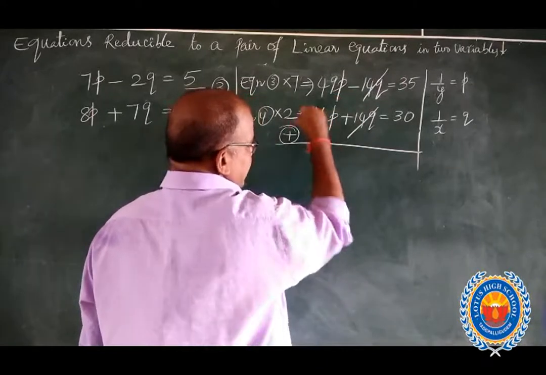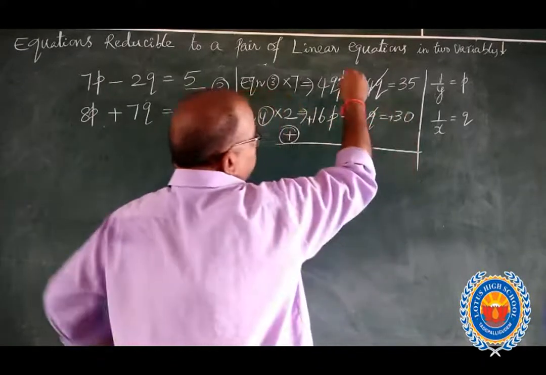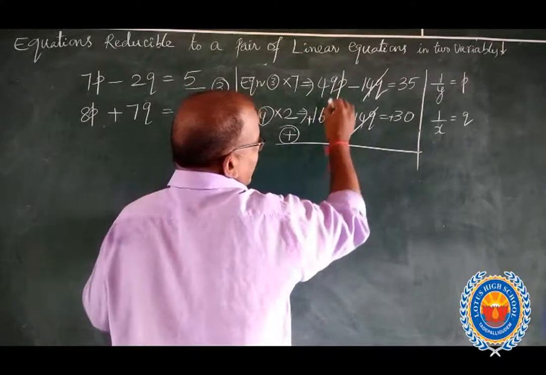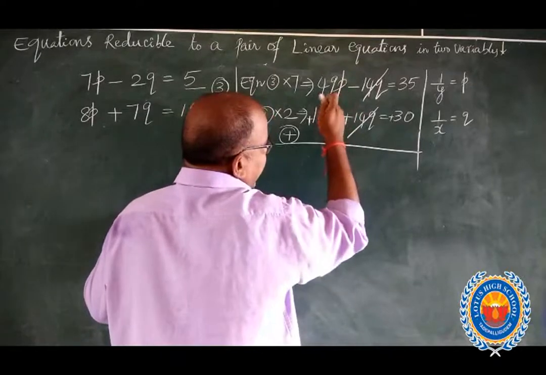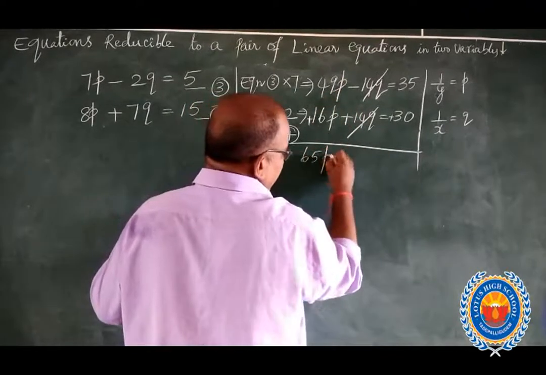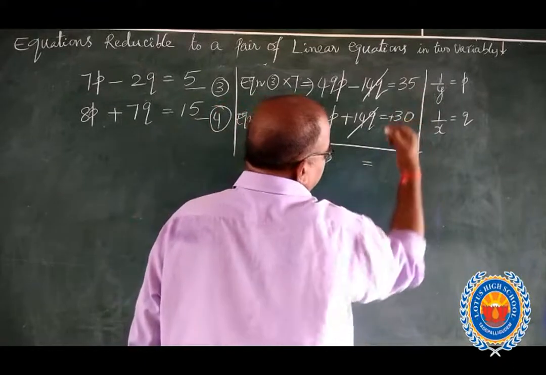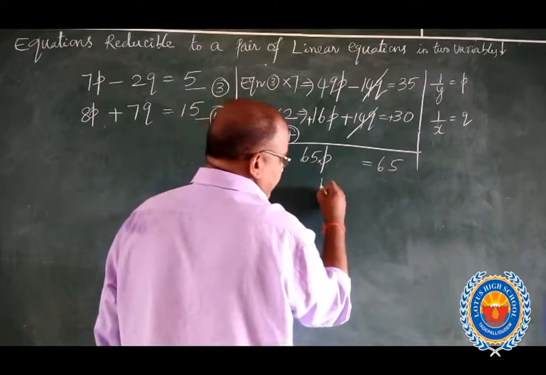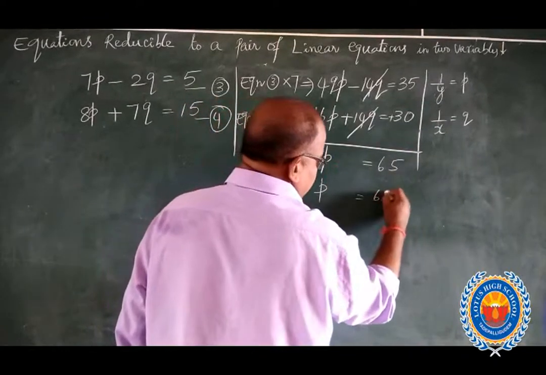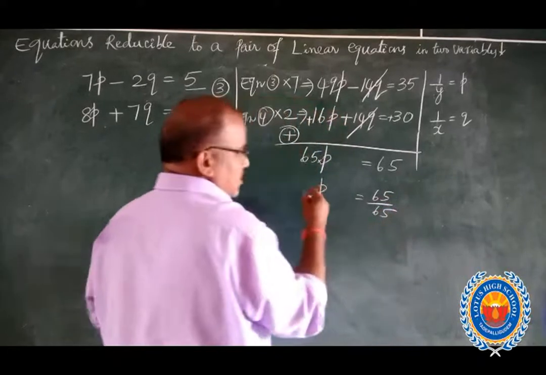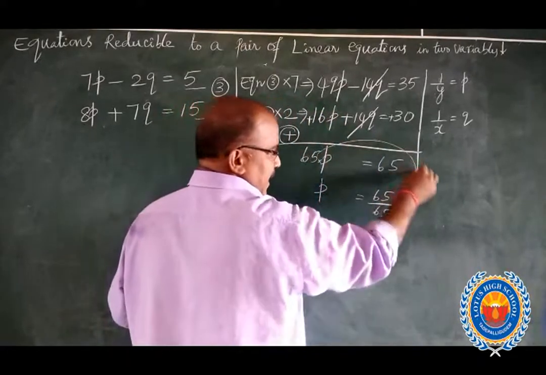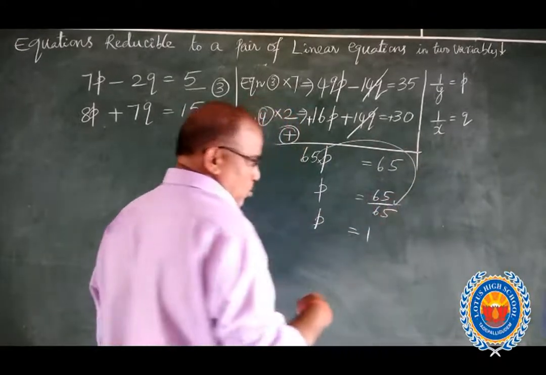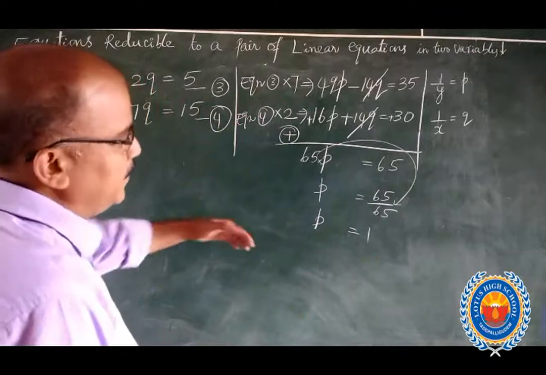Adding, this symbol is plus, this symbol is also plus. 49 plus 16 is 65. 65p is equal to 35 plus 30, which is 65. So 65p is equal to 65, and transposing 65 by 65, p is equal to 65 by 65, which is 1. So I got the p value.